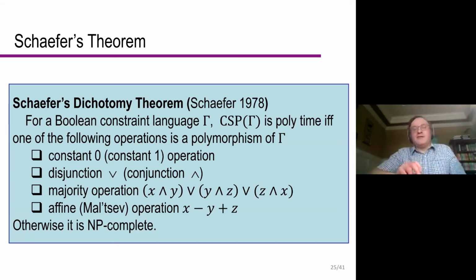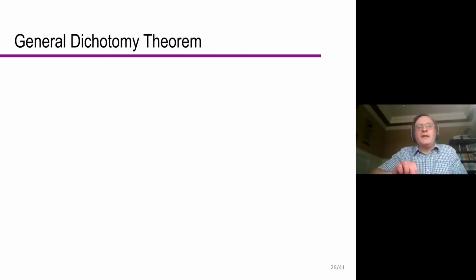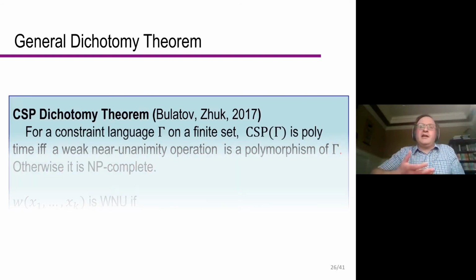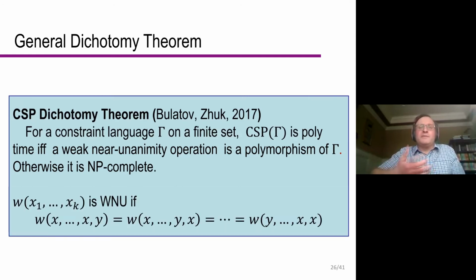Okay, so that was the classic result, and by now we know a complete classification, not only for Boolean CSPs, but for all finite CSPs. It took almost 40 years to do that, and it's slightly more complicated, but again it's some sort of condition, and this complexity dichotomy can be given in terms of polymorphisms. So yes, indeed, polymorphisms are important, and we are going to use them quite a bit.